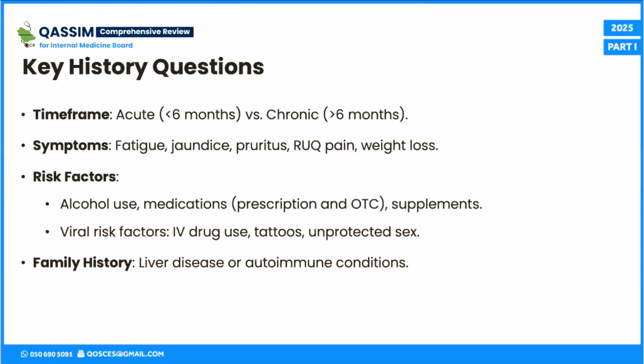Risk factors include alcohol use, medications, supplements, IV drug use, tattoos, unprotected sex, etc. Family history of liver disease or autoimmune conditions like autoimmune hepatitis, Wilson's disease, alpha-1 antitrypsin deficiency, etc.